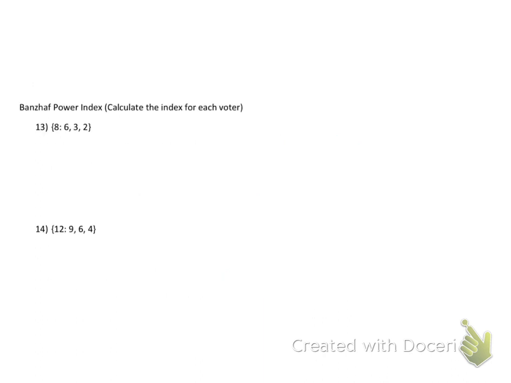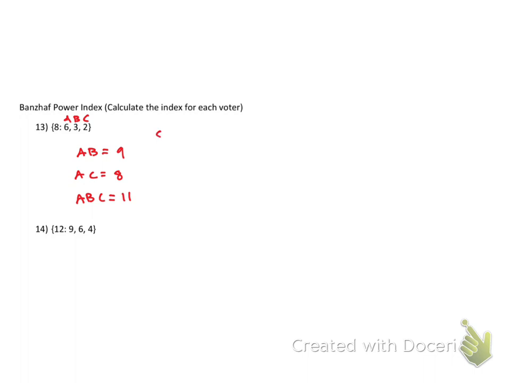Banzhaf power index. So we need the winning coalitions of A, B, C. A and B would be 9. That would be a winning coalition. A and C would be 8. That would be a winning coalition. A, B, and C would be 11. That would be a winning coalition. B and C would not work. That would only be 5.